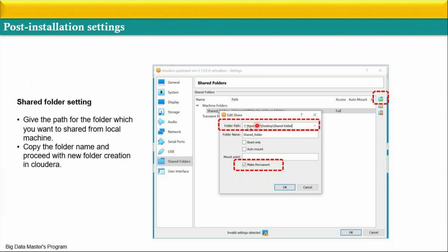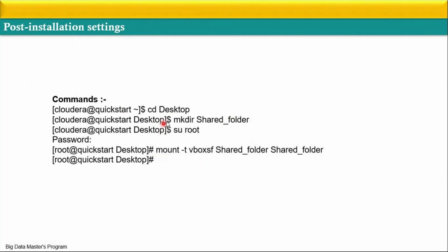This particular folder is from the Windows machine. Make it permanent. You need to first click over here, then provide the path and make it permanent. Then you need to run these particular commands. This is what we have discussed. Desktop share folder, then you need to change to the root user, provide the password, that is Cloudera, and mount.